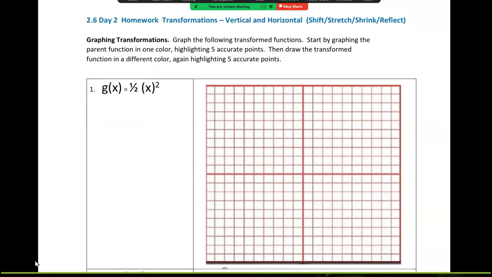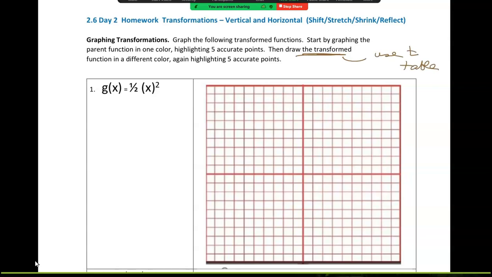What I want you to do here is read the directions. It says graph the following transformed functions. Start by graphing the parent function in one color, highlighting 5 accurate points. Then draw the transformed function in a different color, again highlighting 5 accurate points. When you draw this, I'm going to say use a t-table to get your points, because these transformations are harder to do.